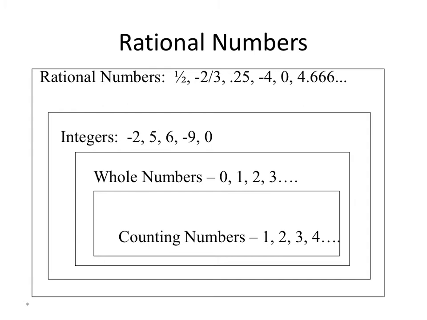When we think about how the rational numbers are all interrelated, we think of this nested Venn diagram, where we start with the counting numbers, which is the smallest group. We move up to the whole numbers, which includes the counting numbers plus 0. And then we get to integers, which includes whole numbers and counting numbers plus the opposites of the counting numbers. And then rational numbers includes counting numbers, whole numbers, integers, and then fractions and decimals.